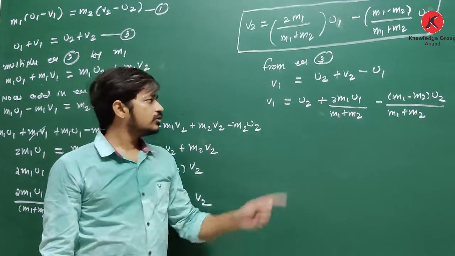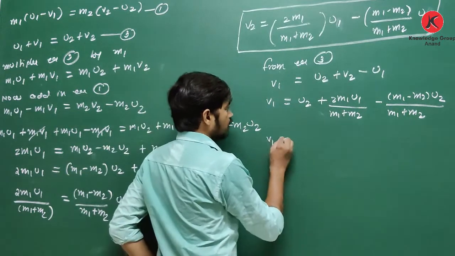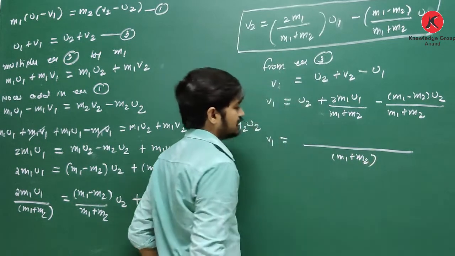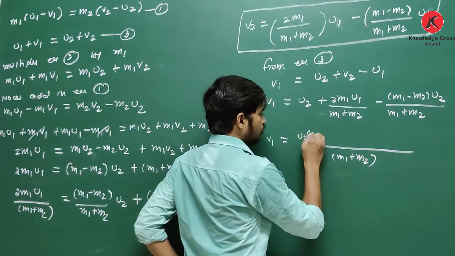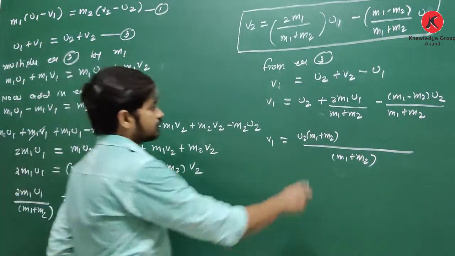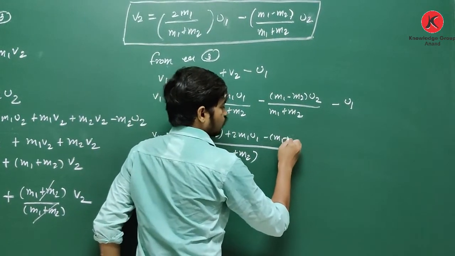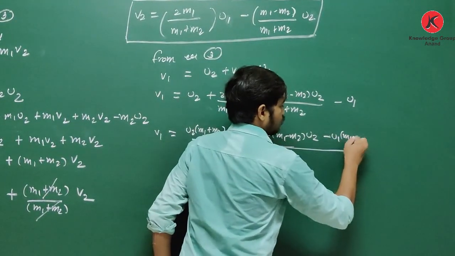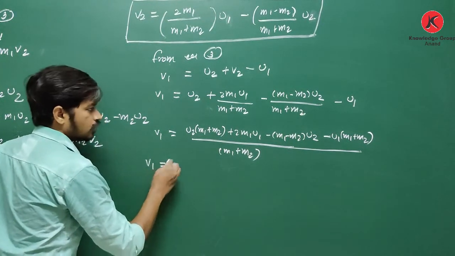Clear about this? Now take M1 plus M2 as LCM. So V1 is equal to, here take M1 plus M2 as LCM. Here it is only U1, so here you have to multiply by M1 plus M2. So U2 times (M1 plus M2), this term as it is, plus 2 M1 U1, this term minus (M1 minus M2) U2, and with U1 you have to multiply M1 plus M2. Clear about this? Okay, so V1 is equal to, now we have to simplify this.